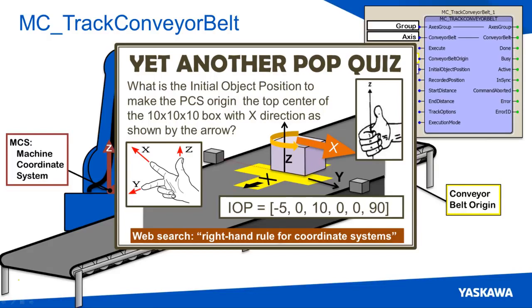So we have 0 in the rx, 0 in the ry, and 90 degrees in the rz. Those are two different right-hand rules that are very handy to remember in order to get your positive directions of a coordinate system, and to get how a rotational axis works about a particular axis. So depending on how your parts come down this conveyor belt, your initial object position will have one of these types of answers as a recording.